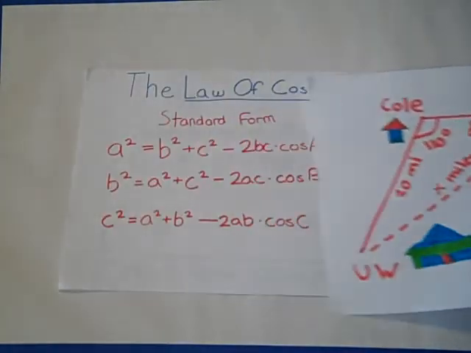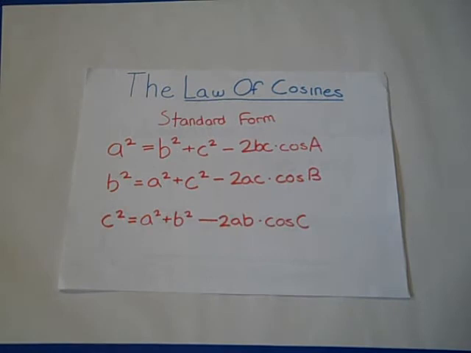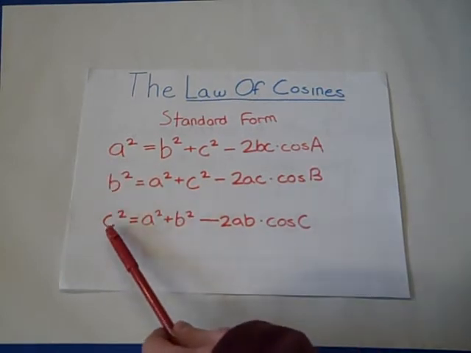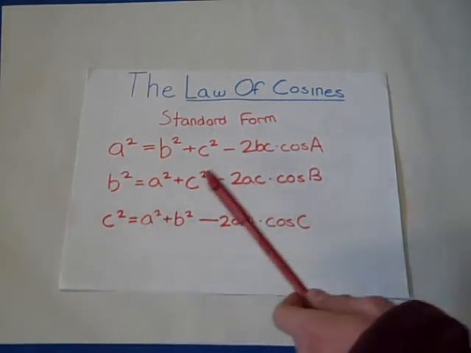The law of cosines in standard form. The first equation is used when trying to determine side A. The second equation is used when trying to determine side B. The third is used when trying to determine side C.